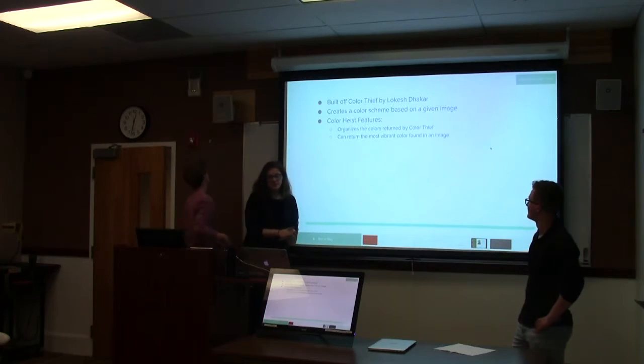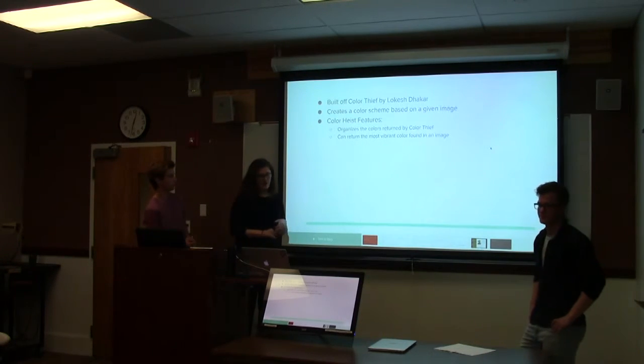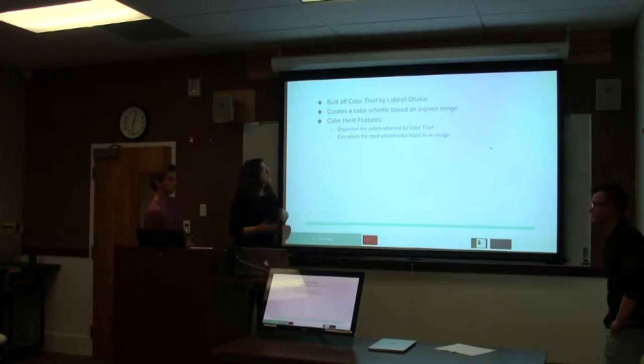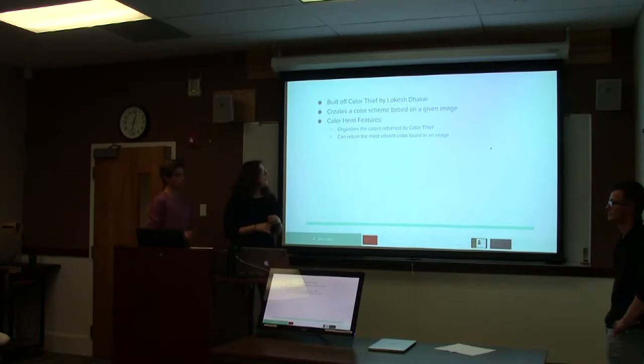So our open source piece was something we call Color Heist, based off an existing thing called Color Thief by Lokesh Dhakar. It creates a color scheme based on a given image. Color Thief originally just returned a color palette, but what our Color Heist does is it organizes all the colors that are returned based on darkness and vibrancy, and then creates CSS rules based on those. So it tells you what should be the background, what should be the text color, what should be the highlight, which is what we utilize.